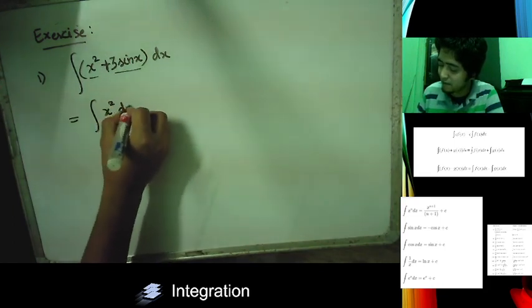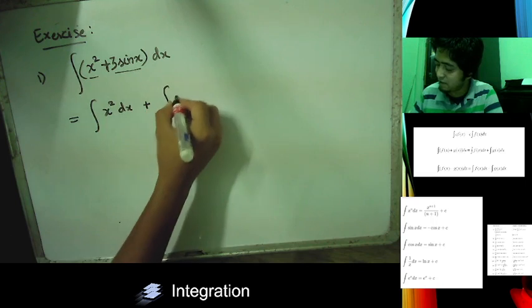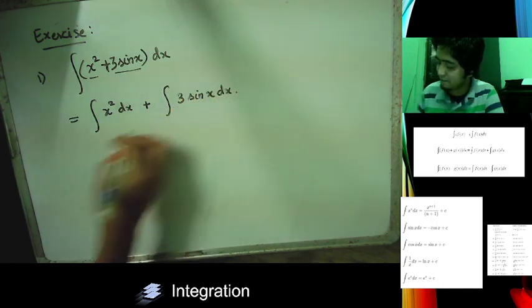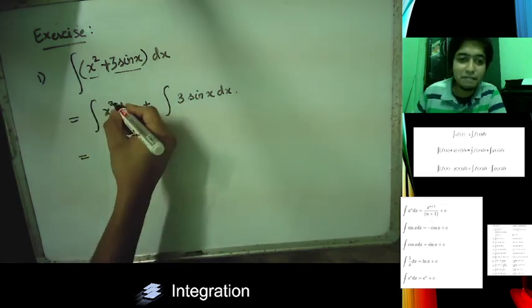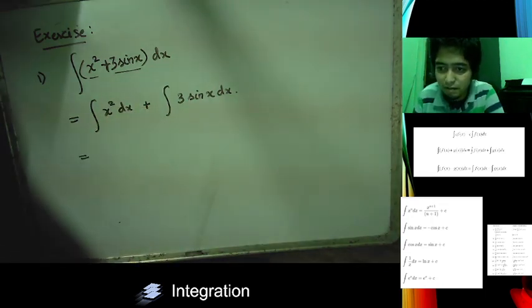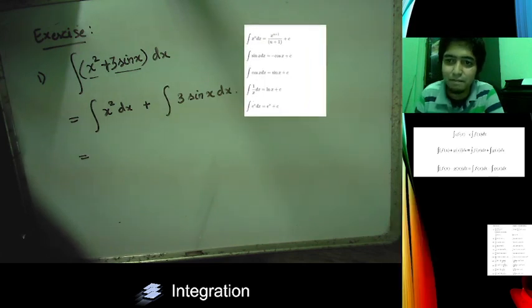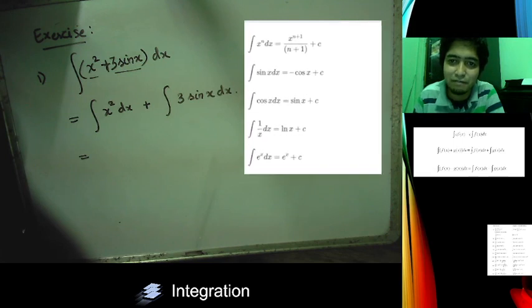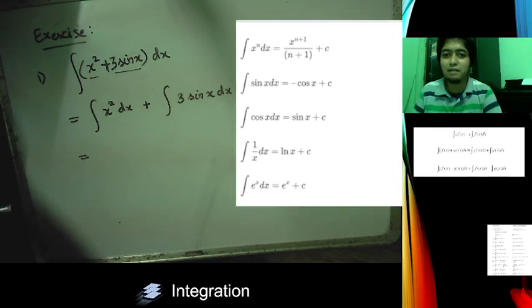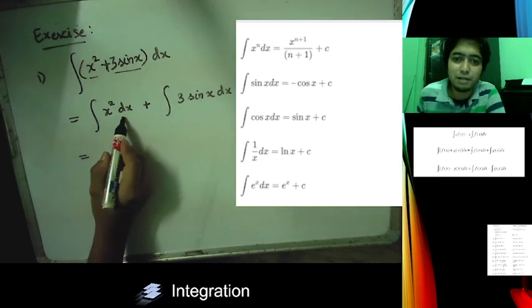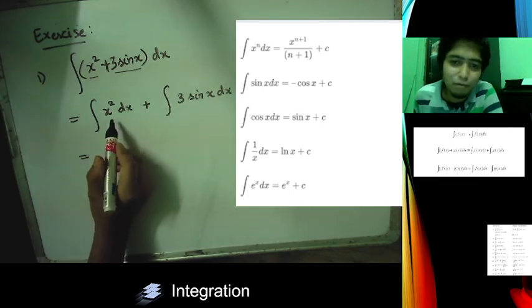x squared dx plus integration 3 sine x dx. So integration of x squared, which formula will you use? Let me just see the formulas again. I know them, but in case you had forgotten. Which formula will you be using for this one? The first, second, third, fourth, or fifth?